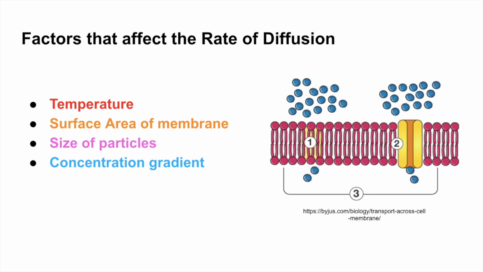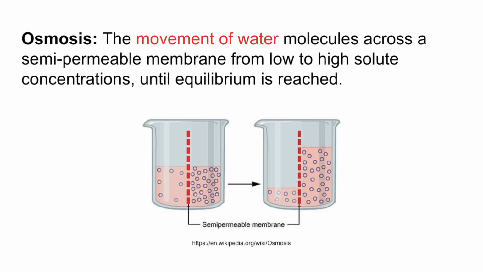And lastly, the concentration gradient. The higher the gradient, the faster the particles will move from the area of high to low concentration to reach equilibrium. And finally, osmosis. Osmosis is the movement of water molecules across a semi-permeable membrane from low to high solute concentrations until equilibrium is reached. Because solutes cannot cross a cell membrane unaided, water moves to equalize the two solutions.